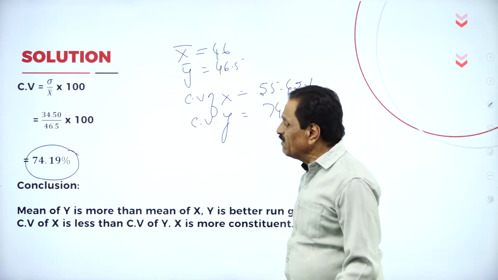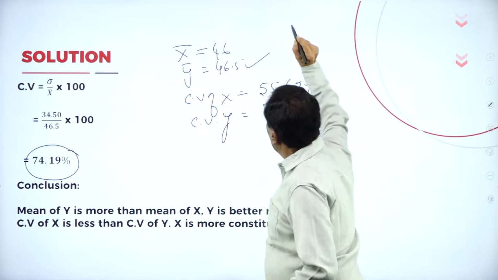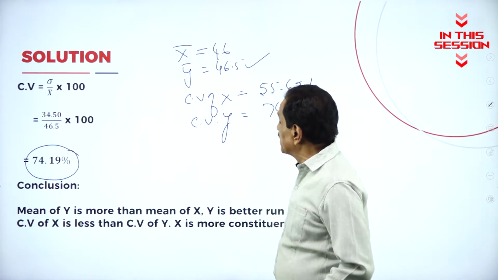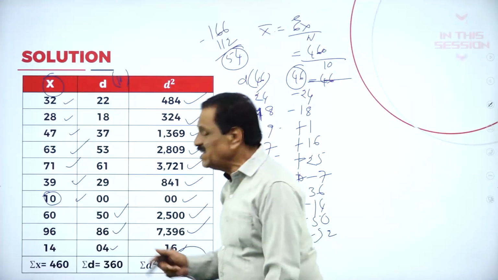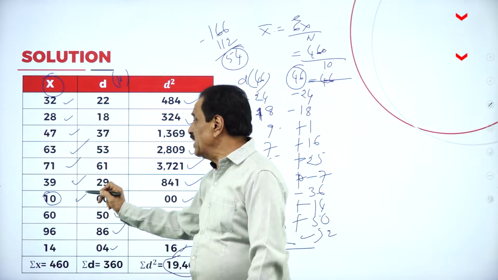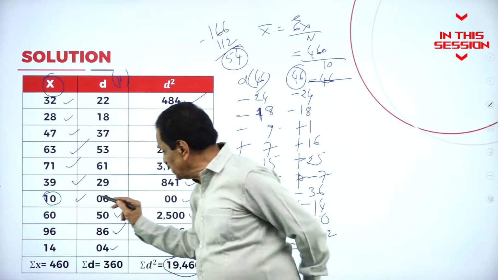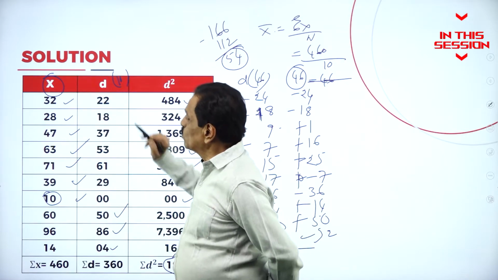Now, whose average is more? Y's average is more than the x. That is why y is a better run getter. The easiest method: the lowest number we take as a base. Here 10 as a base 0, then 32, 22 more.